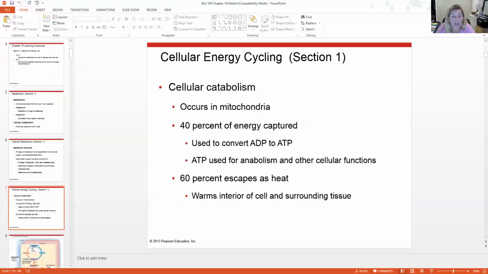So cellular catabolism occurs in the mitochondria. About 40% of the energy from our food is captured in the molecule of ATP. The rest of it is used for heat. And that's how our body stays warm at that 98.6 degrees.